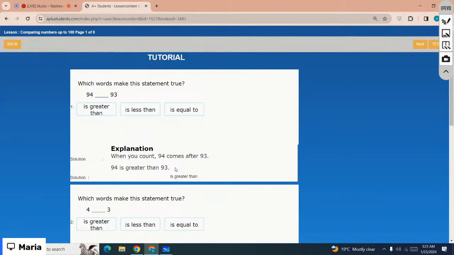94 is greater than 93, right? When counting, 94 comes after 93, right? That means 94 is greater than 93. Got it?